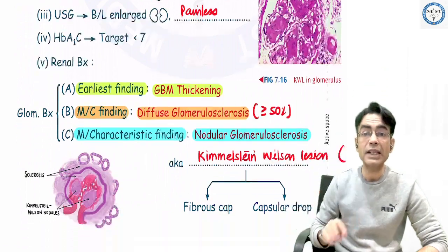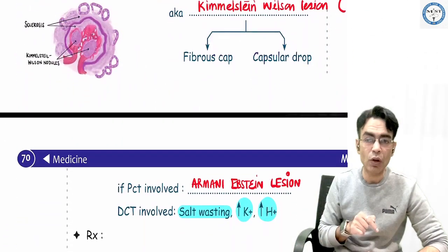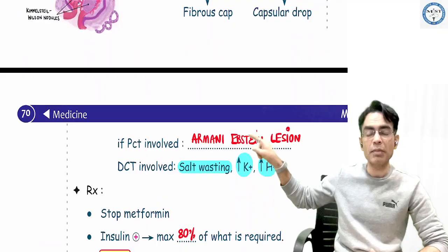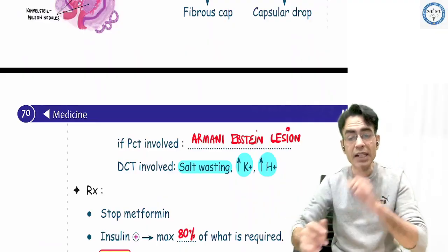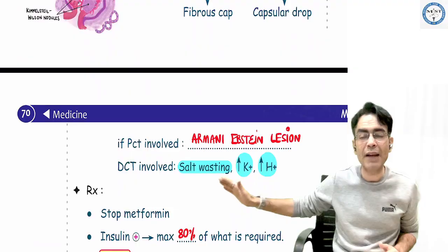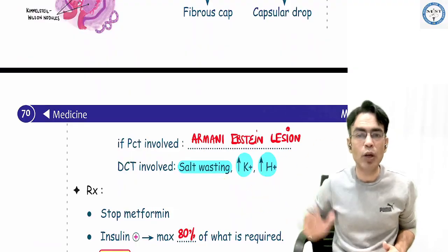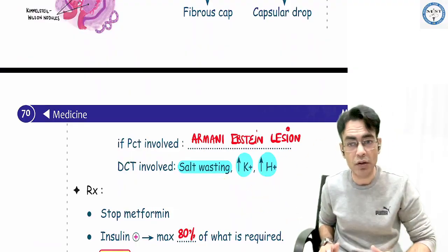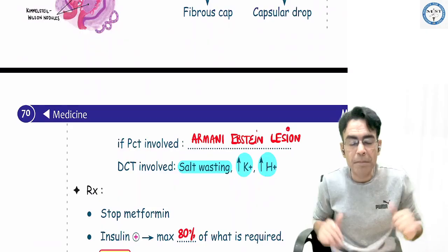But if the kidney is getting involved in the PCT region because of diabetes, then you see Armanni-Ebstein changes. And if the DCT is involved, ENaC channels will be gone, your aldosterone will not be able to work, and the patient will have salt wasting, hyperkalemia, metabolic acidosis. Opposite of hyperaldosteronism, because aldosterone cannot work here.